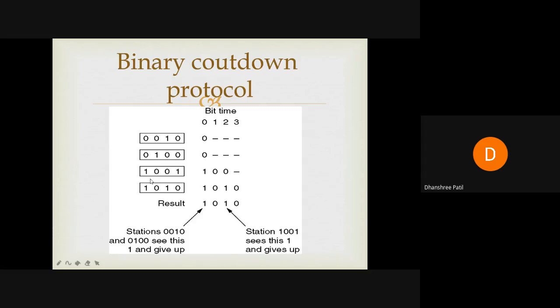Just see here. All these four stations want to send data, or use the communication link. So they will broadcast their addresses, meaning they make their address public, saying that they want to use the communication link. Once they have broadcast their address, the first bit of every address is taken. So you can see here 0011, the first bit of each is taken, and they are Boolean ORed, meaning a logical OR operation is performed on them.